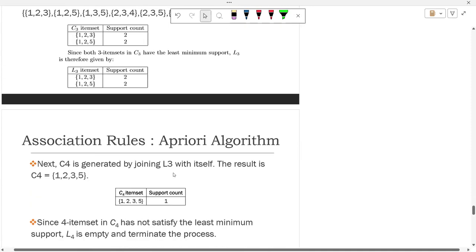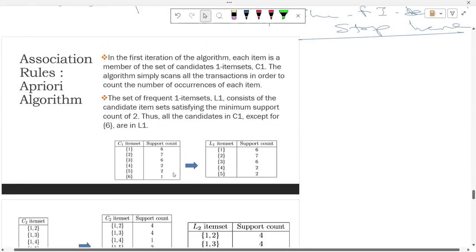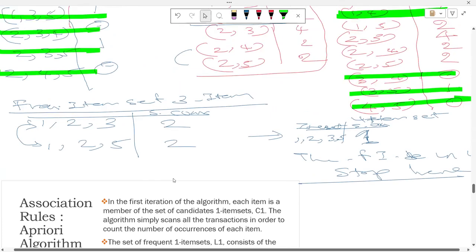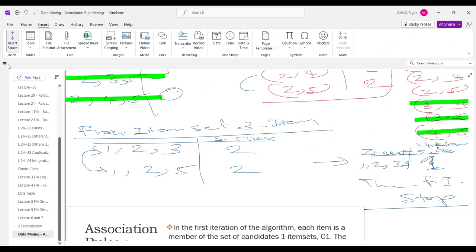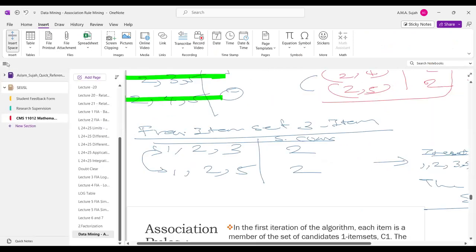Once you complete this step, only then do we need to generate the association rules. After this step, now you need to generate the association rules. Now I will explain how we can generate the association rules, right?